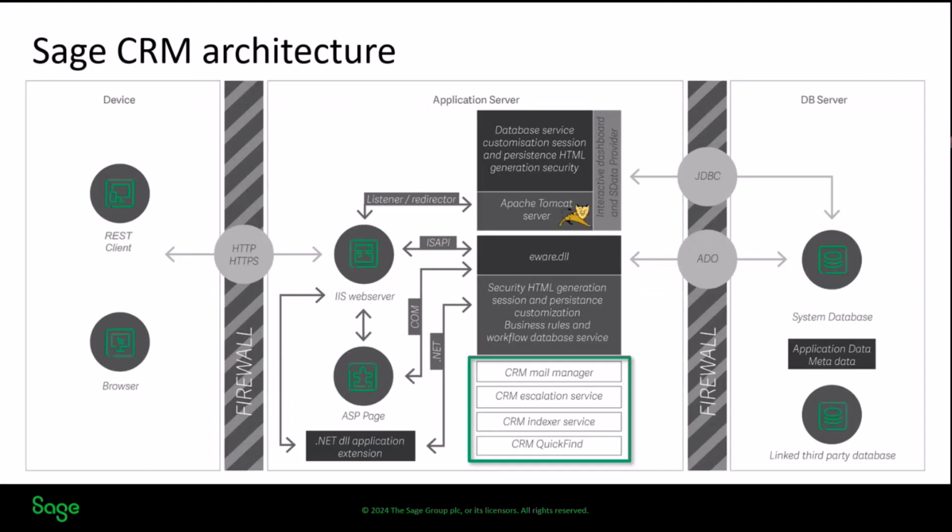The architecture of Sage CRM, which is something that we've looked at right at the beginning of our series of training sessions, looks at where the services fit into the overall shape of the system. And of all of the services, this is the second one that we're looking at in any sense. So we've looked at the escalation service earlier on. Now we're looking at the idea of the mail manager, which has to run in the background.